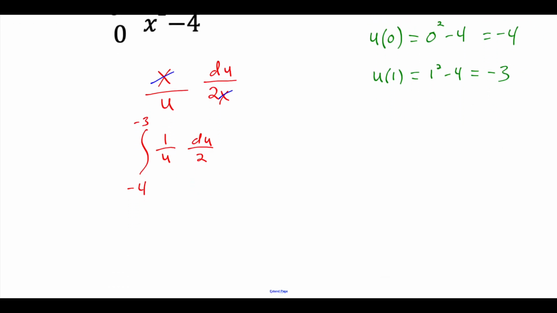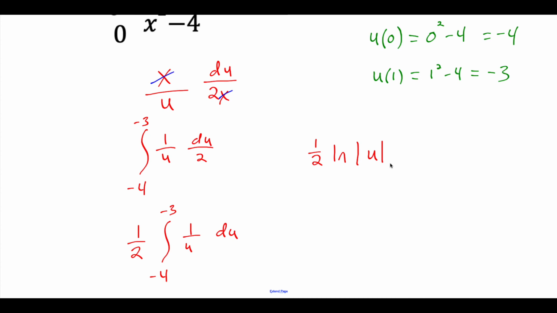Now before we get to the actual antiderivative, having this du over 2 really means there's a constant multiplier of a half in there. So I'm going to pull out the half, and then we've got our integral going from negative 4 to negative 3 of 1 over u du. Now we're ready to do the antiderivative. And when we do the antiderivative of 1 over u, then that turns into the natural log of the absolute value of u. But we've got that 1/2 multiplier in front. So 1/2 natural log of the absolute value of u is our antiderivative.